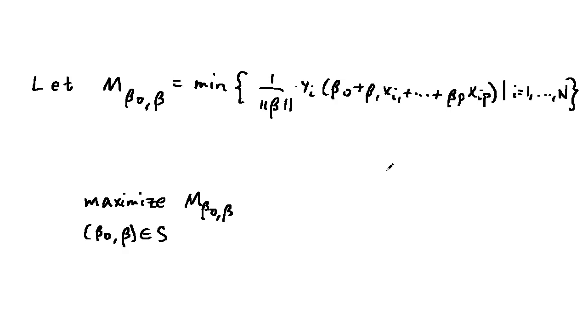Now let's see how the maximal margin hyperplane is found. Letting m sub beta naught beta be given by this, we can reformulate the problem as: maximize m sub beta naught beta, where beta naught beta lies in S. Okay, so we're trying to maximize the margin m sub beta naught beta. Here, beta naught comma beta is really beta naught, beta 1 through beta p, so I'll just write it like this for short.